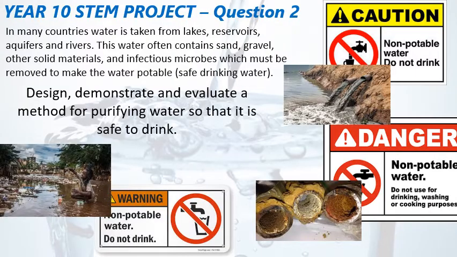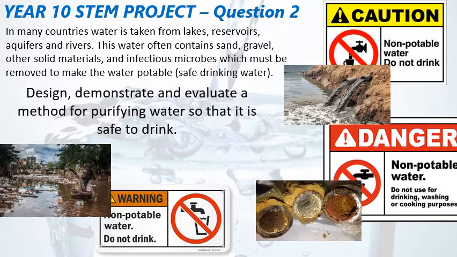In many countries, water is taken from lakes, reservoirs, aquifers, and rivers. This water often contains sand, gravel, other solid materials, and infectious microbes which must be removed to make the water potable. Now, I imagine you all know what lakes, reservoirs, and rivers are, but you might not know what an aquifer is. Aquifers are water that's stored underground in rocks.